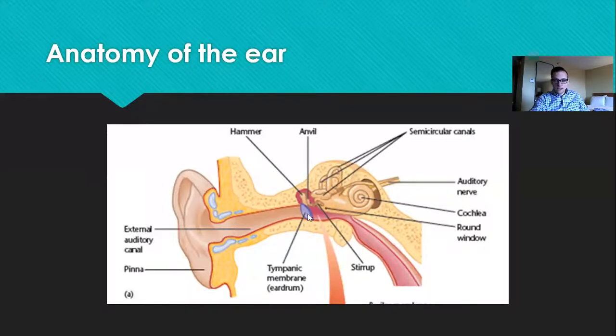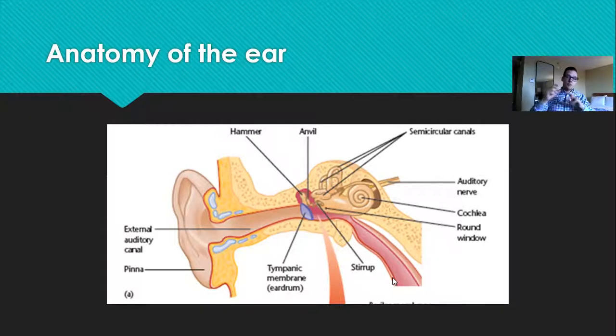Now the middle ear is this area in here. It primarily consists of a cavity that's largely empty except for these three bones. These three bones are your hammer, anvil, stirrup, but the Latin names are the malleus, incus, stapes. The point of these three bones is to amplify the sound hitting the eardrum.